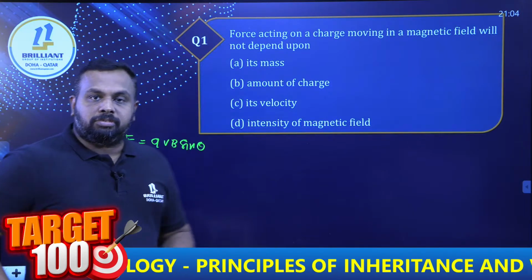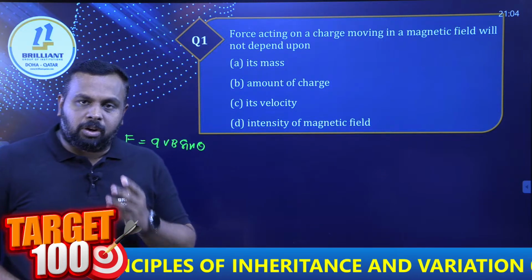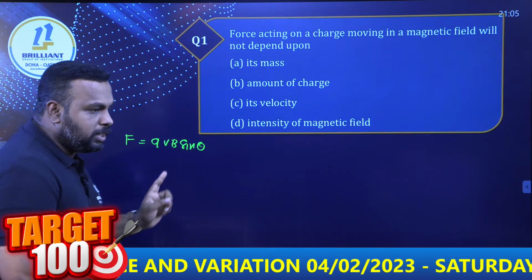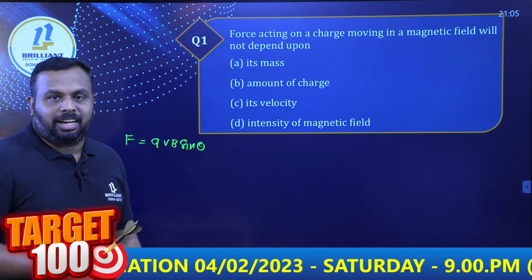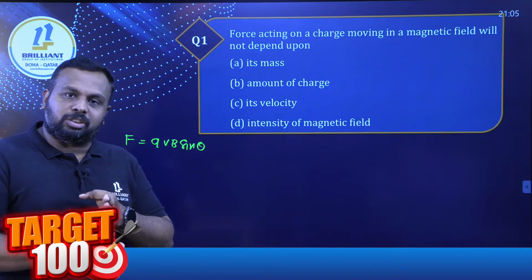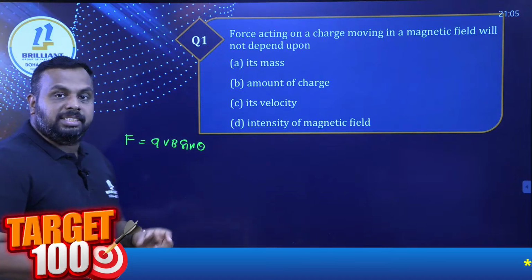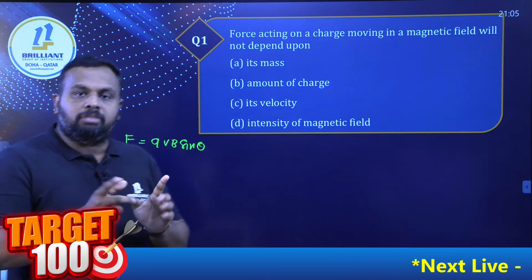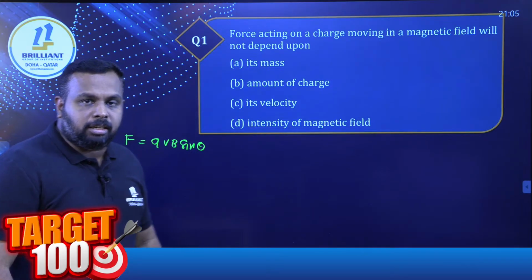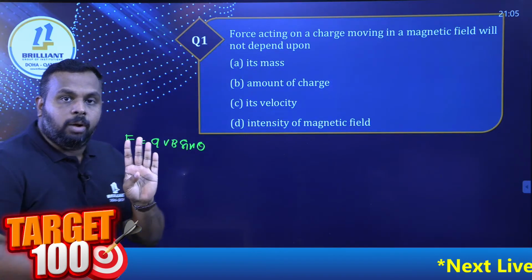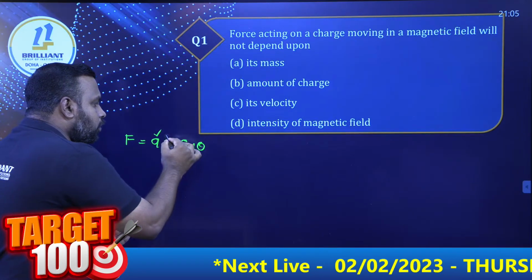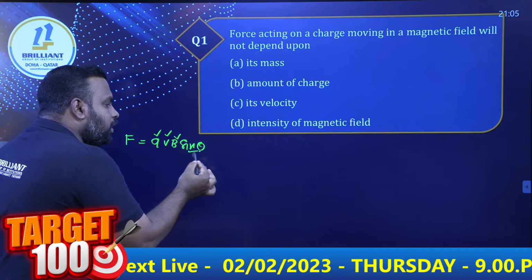You know the importance of this topic in this chapter. You can expect a lot of questions from this. Force on a moving charge, F is equal to QVB sine theta. What is Q? It is the charge. V, velocity. B, the strength of the magnetic field. Theta is the angle between vector V and vector B, that means the direction of velocity and the direction of magnetic field. So clearly you can see the factors affecting this force: charge, velocity, magnetic field and the angle.